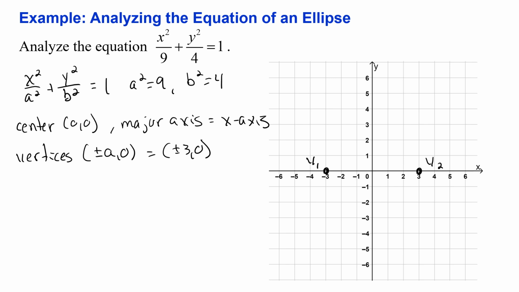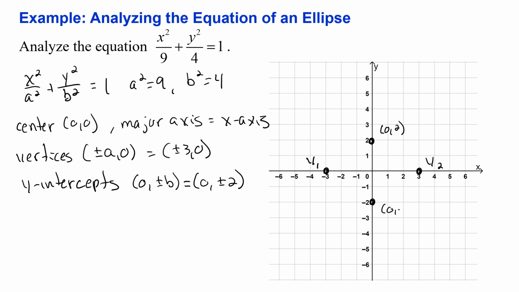Next, we know the endpoints of the minor axis are a distance of b from the center. So in this case, our endpoints will be the y-intercepts of our graph, and those are at 0, plus or minus b, which will be 0, plus or minus 2. Let's plot these 2 points on our coordinate grid at 0, 2 and at 0, -2.